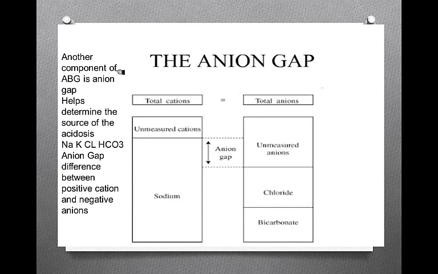Another component of your ABG is the anion gap. It helps determine the source of the acidosis. The anion gap is the difference between the positive cations and the negative anions. And this portion here is your anion gap.